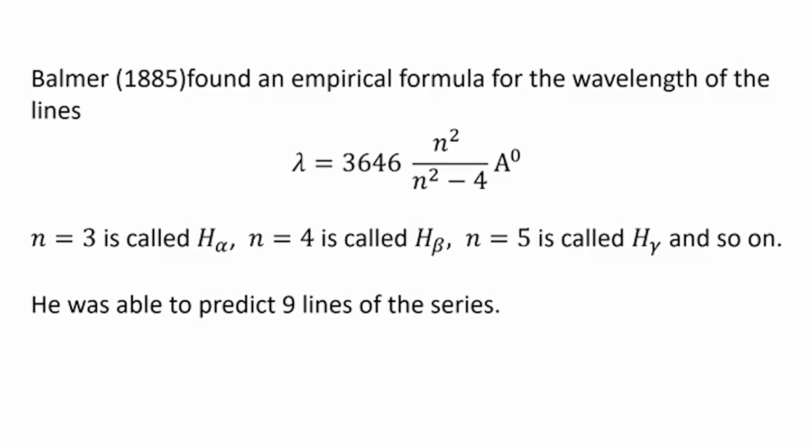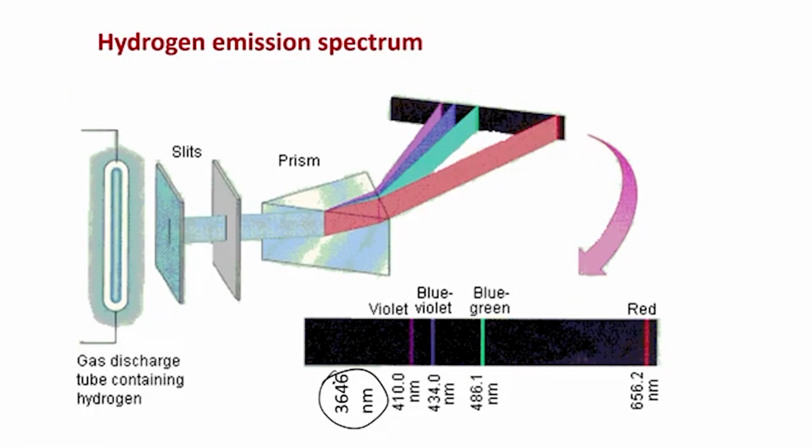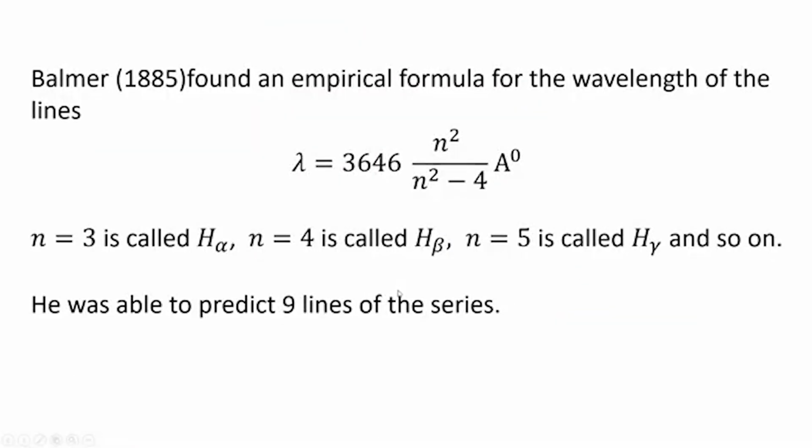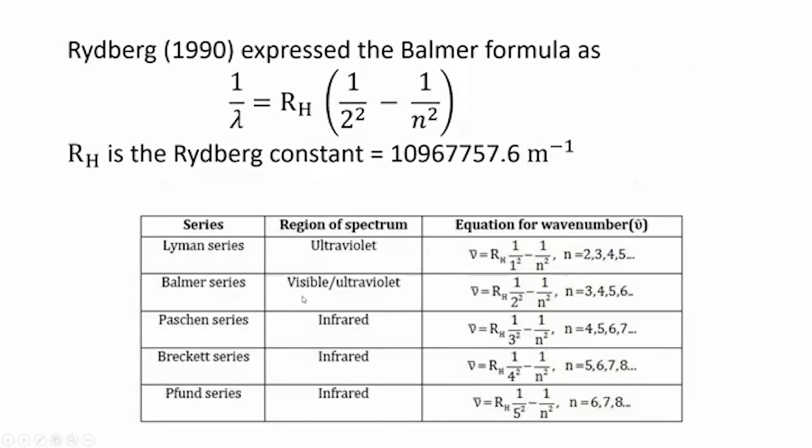So, n equal to 3 is called the H alpha line, n equal to 4 is called H beta, n equal to 5 is called H gamma and so on. These are the lines, red lines and blue green lines and so on. So, that is what Balmer found out, and he was able to predict 9 lines of this series.